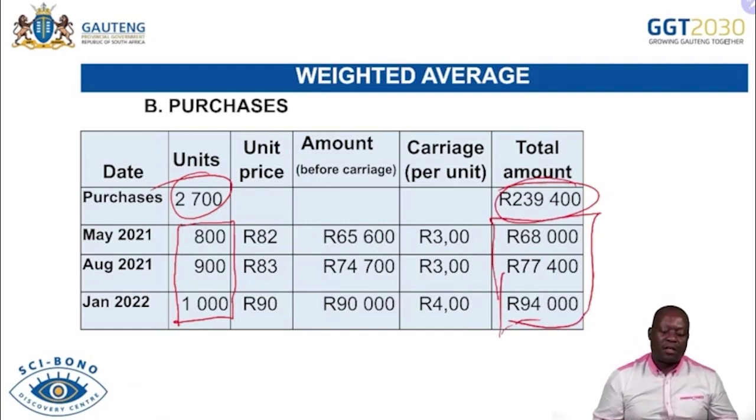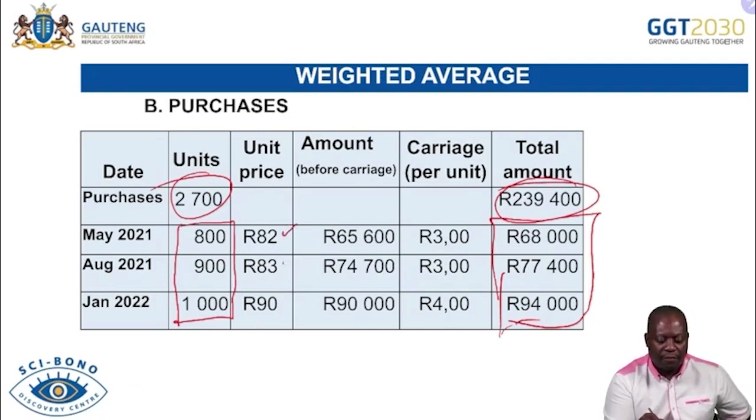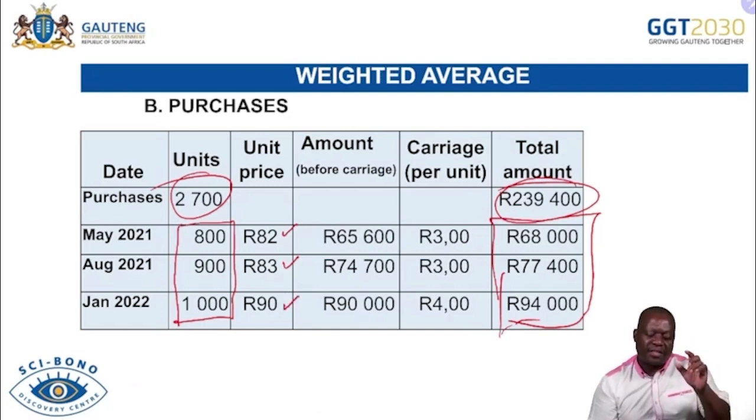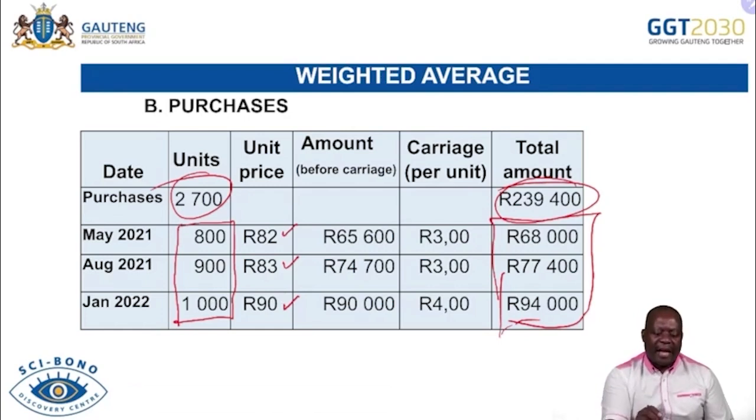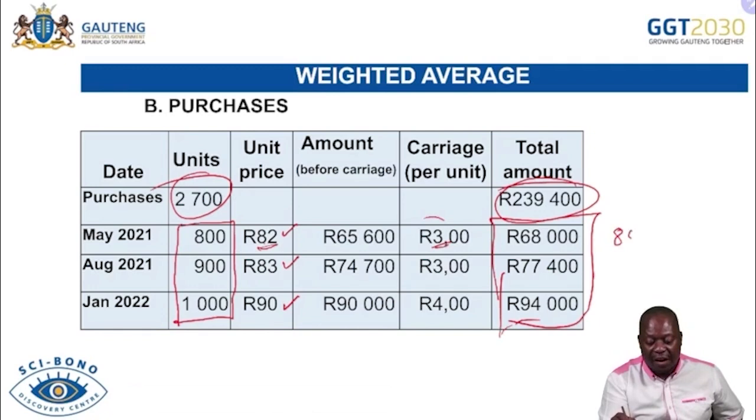But please take note. The price per item is changing: 82 in May, 83 in August, 90 in January. But I want to bring something new here. When it comes to this, they are also having carriage. Now, when carriage is also added, it means the price for this item is 82 rand to buy it in May and 3 rand to carry it. So when we add, it means the price that we are paying per item is 85 rands.